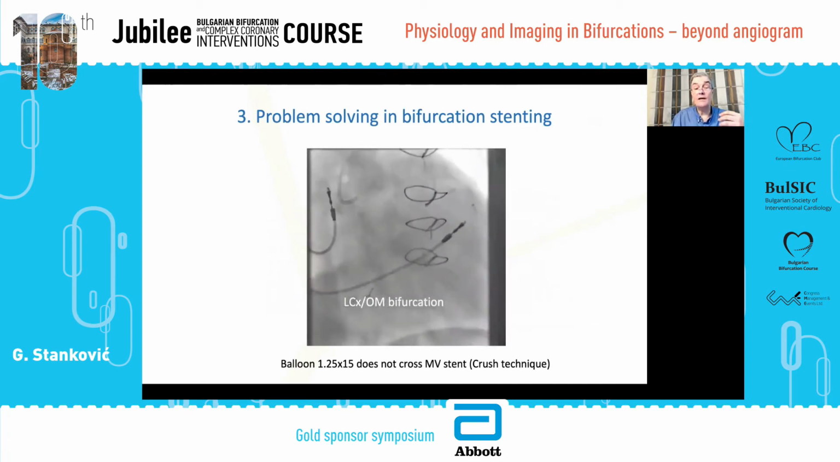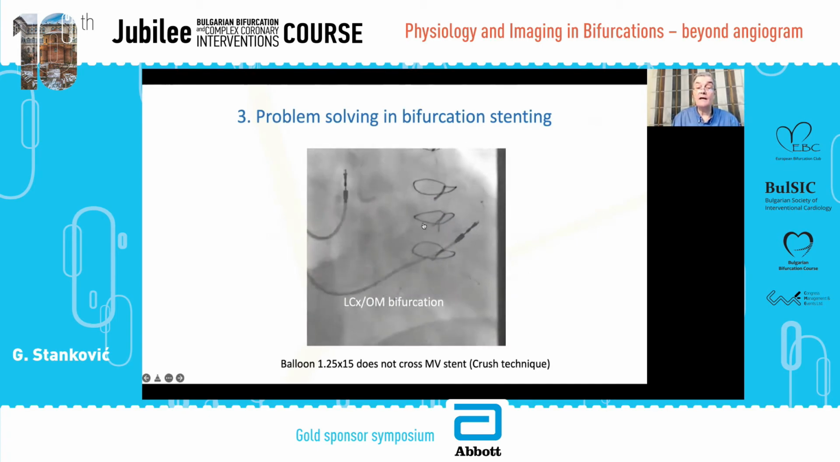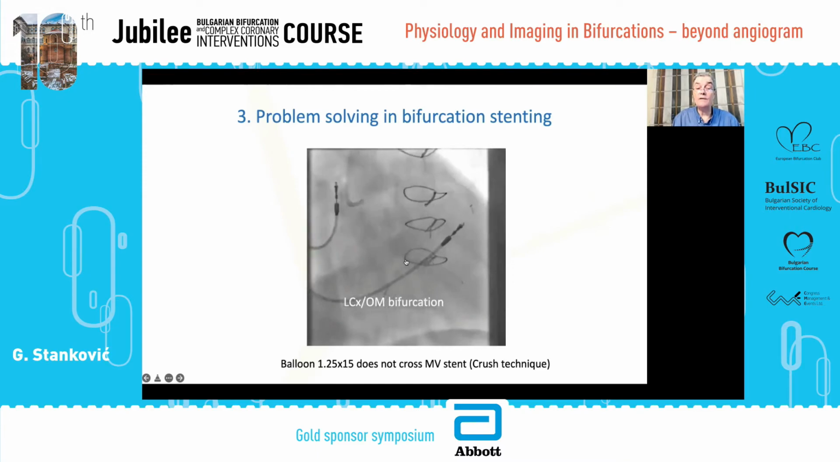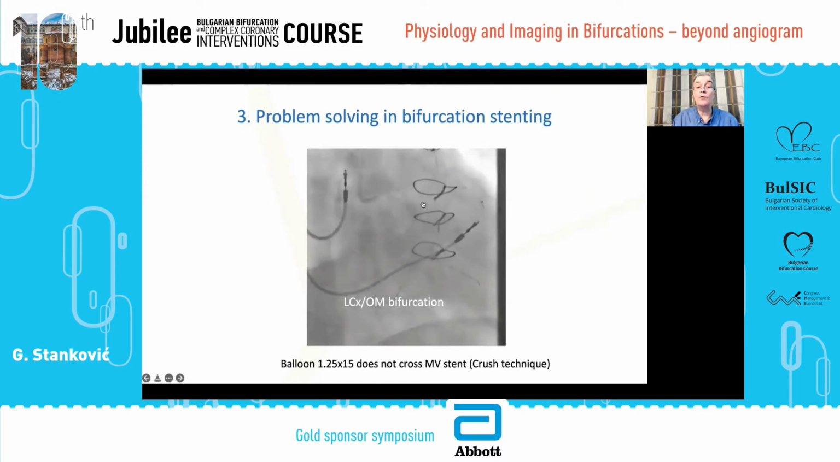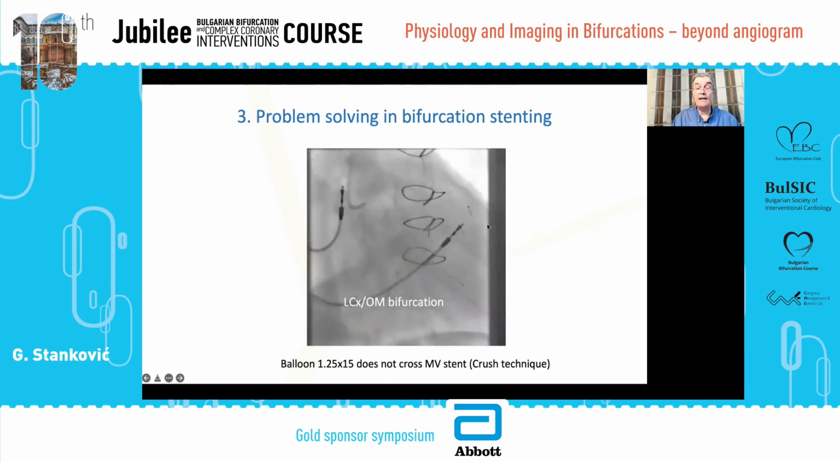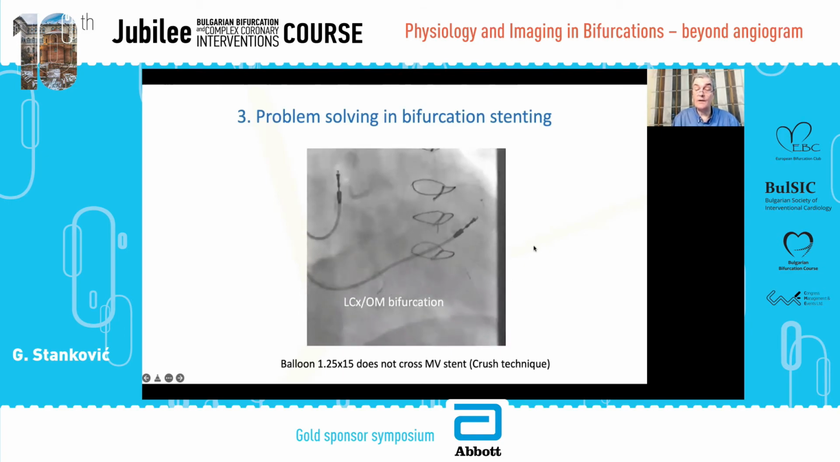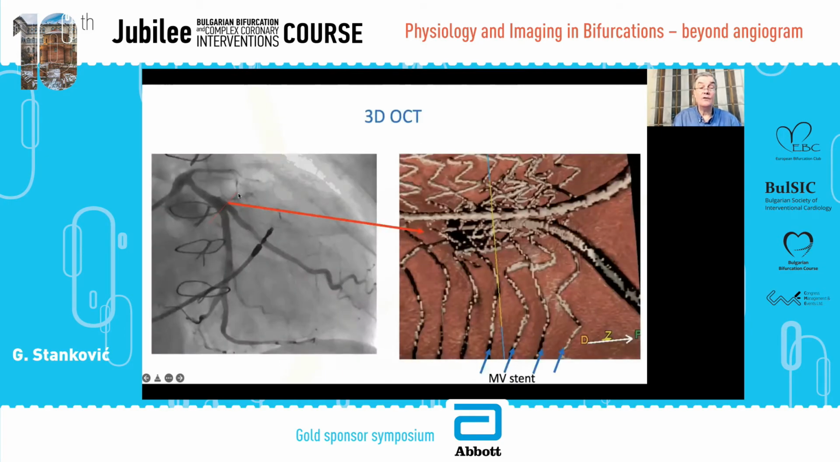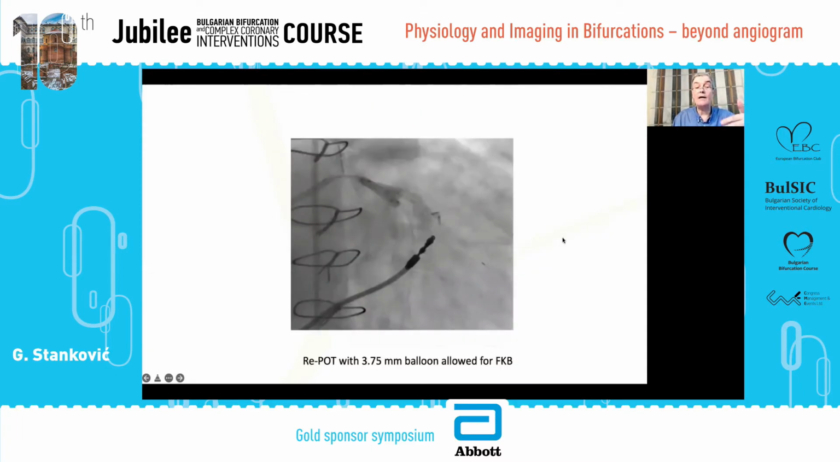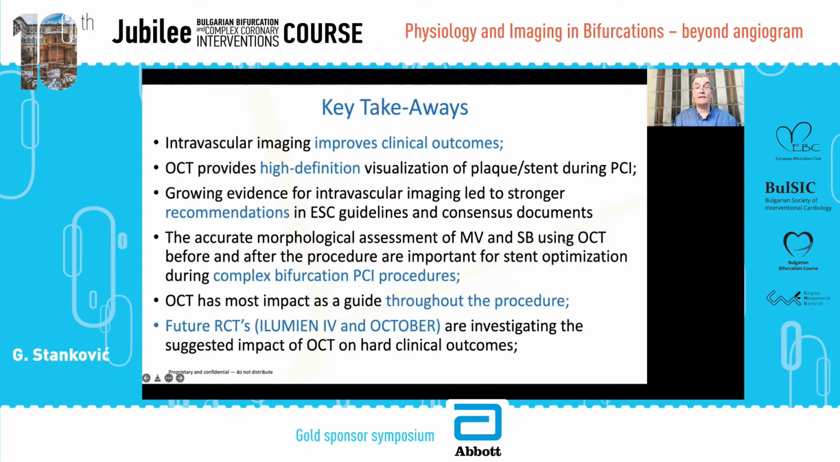And the final, just an example: after single crossover, it was impossible to cross distally with a balloon in order to perform final kissing, not possible to cross the main vessel. You see OCT was done, and on 3D OCT, you see the wire in the side branch, first inside the stent, but then underneath the second strut. So this is why the balloon was stuck here. So we had to rewire and finish easily with final kissing.